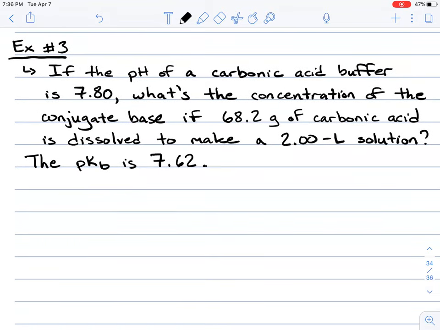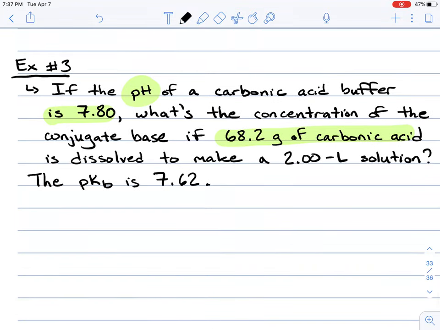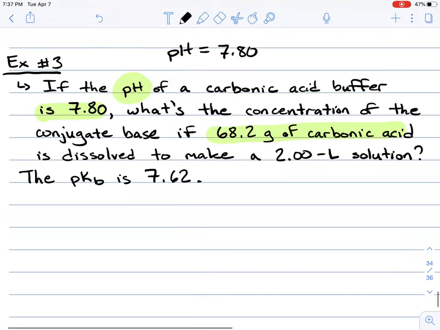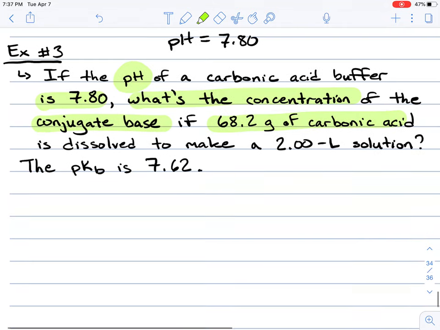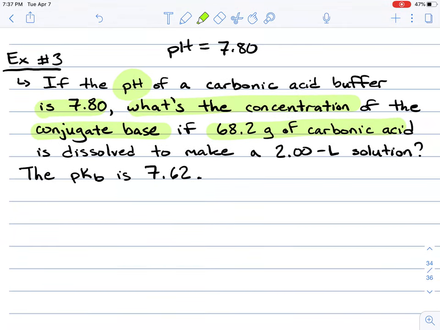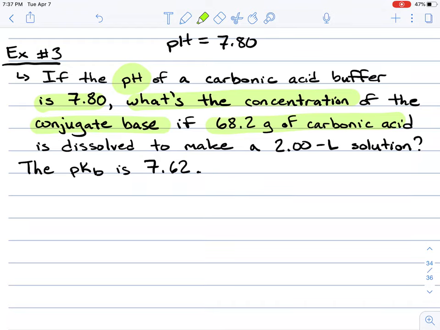All right. So another way for us to use the Henderson-Hasselbalch equation is to determine the pH. However, this time we're not given concentration or moles, we're given grams, right? So if the pH of the carbonic acid buffer is 7.80, so I apologize, we're not looking for a pH, the pH is already given to us. So the pH is 7.80. What is the concentration of the conjugate base if 68.2 grams of carbonic acid is dissolved to make a 2.00 liter solution?